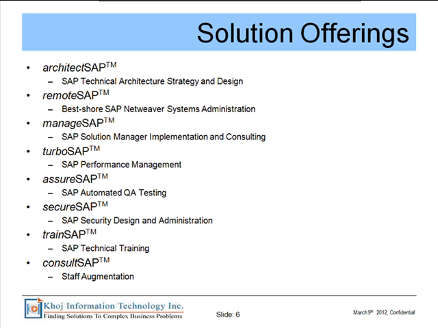Turbo SAP, this is SAP performance management, to help with performance measurement and performance tuning of SAP implementations, of SAP's technology. Very, very key, because for enterprise systems where hundreds of thousands of users are being asked to access the system simultaneously, this is key. Assure SAP, this is SAP automated quality assurance testing. This is automated testing for SAP using products from HP, like HP Quality Center, HP ALM as it's called right now, LoadRunner, QuickTest Professional.